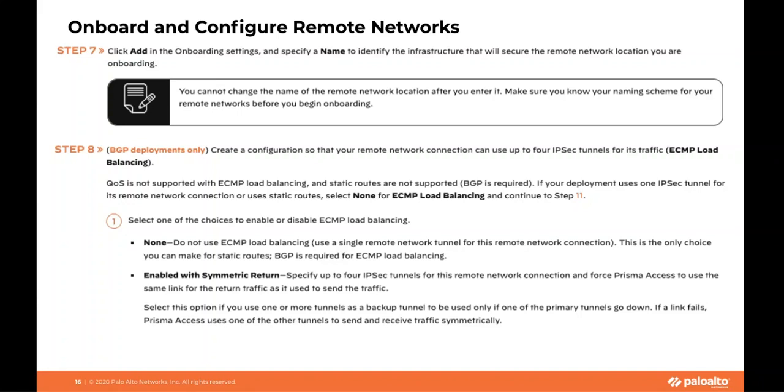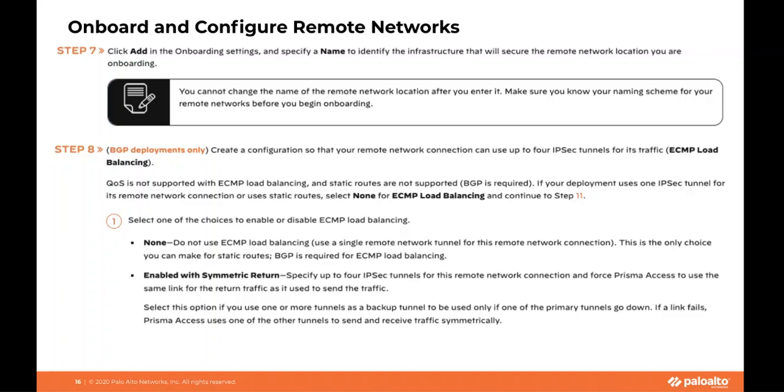Prisma Access Remote Networks supports ECMP load balancing. If you want to use ECMP load balancing, you can use that, but again, QoS is not supported with ECMP load balancing, and not with static routes. If you want to use ECMP, you have to use BGP.